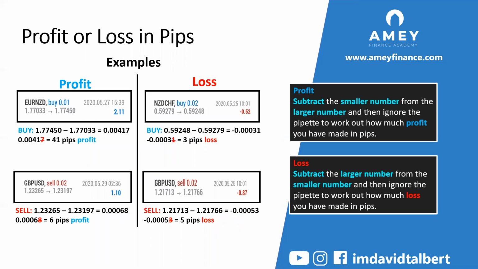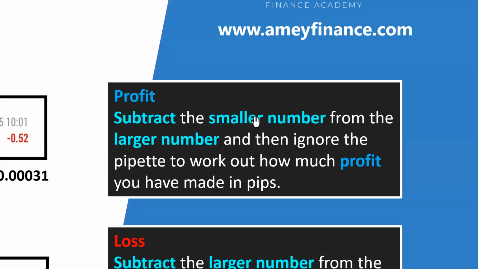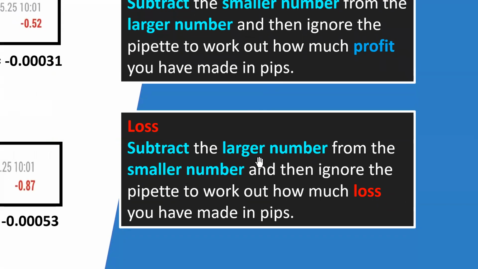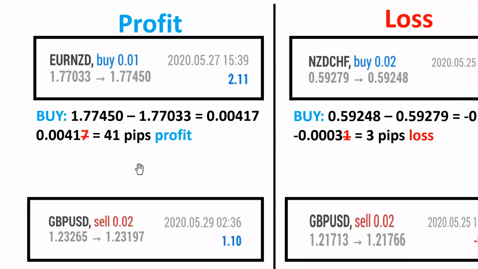It's very simple and very easy. To work out profits, we subtract the smaller number from the larger number and then ignore the pipette to work out how much profit you have made in pips. For losses, you subtract the larger number from the smaller number and then ignore the pipette to work out how much loss you have made in pips. Now it's very simple and very easy. How do we do this?